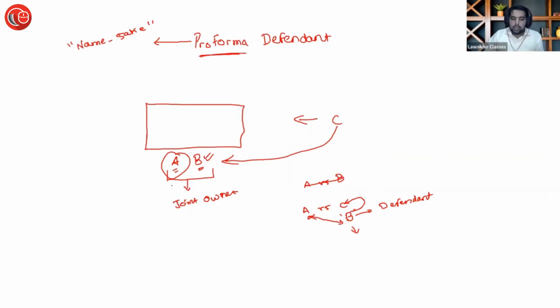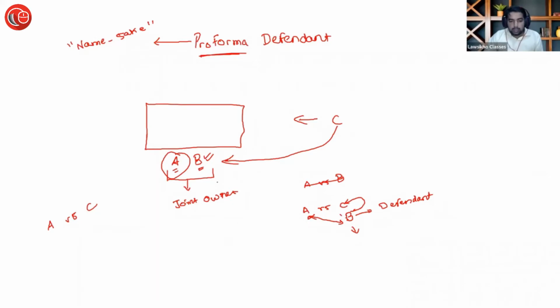Let's say A and B are joint owners. Does it happen in practical sense? It happens every time. A and B are joint owners. C kicks out A and B. Fine. Now what happens? A says, see, I want to file a suit against C. B says, boss, I don't want to get into this mess. I don't want to file a suit. You look after yourself, you file the suit.